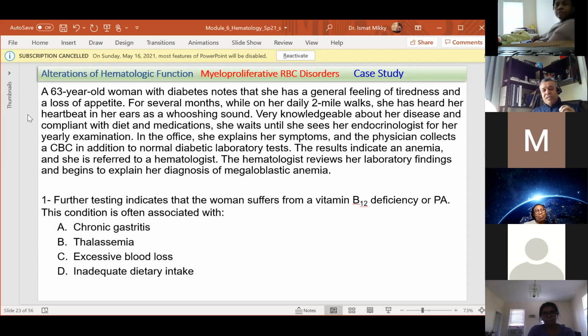Exactly. The principal disorder in pernicious anemia, which is a vitamin B12 deficiency anemia, is in response to the absence of the intrinsic factor. The absence of the IF, the intrinsic factor, results in the malabsorption of vitamin B12. It's like a transporter required for the absorption of dietary B12.